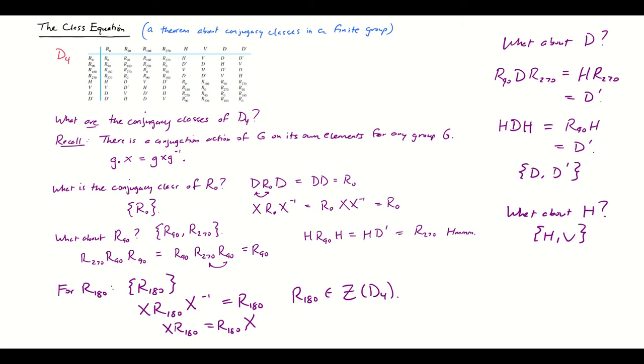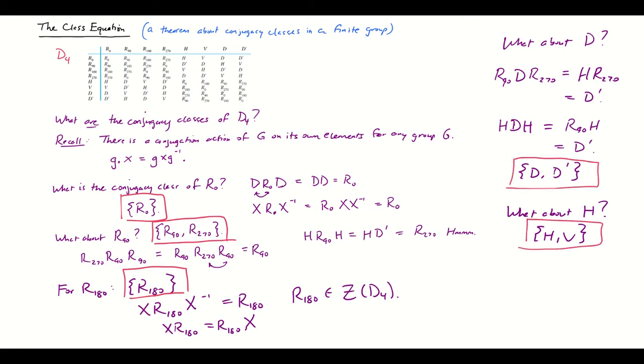So what conjugacy classes do we have altogether? We have this one, the identity. We have this one, not the identity, but still in the center. So that's a one-element conjugacy class. And then everything else seems to have two elements. We've got R90, R270. We've got D and D prime. And we've got H and V. And one thing that we noticed is a conjugacy class has one element if and only if that element is in the center. That is, commutes with everything.